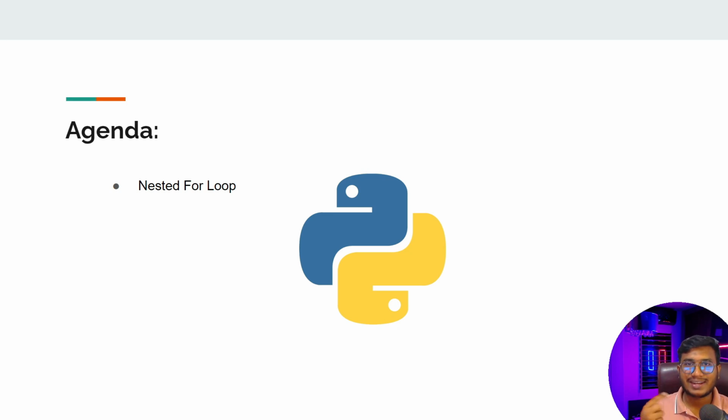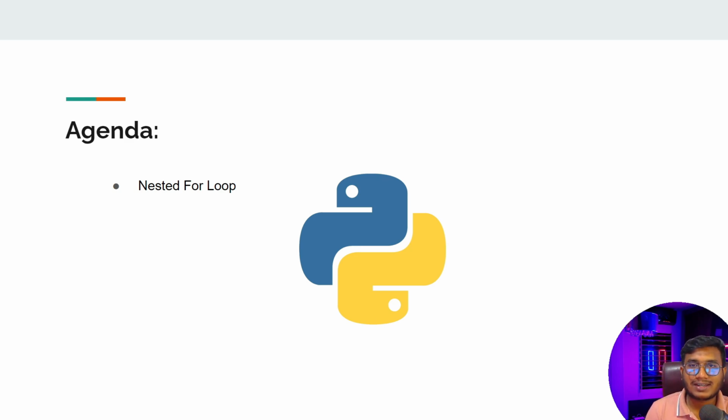That means a loop inside a loop. So let's say you have written a loop. Inside that loop, you can define another loop. Okay, inside that loop, you can define another loop. That's how you can use nested loops in programming. So now you can ask me why to use these nested loops. Just give me one example so that I can understand.